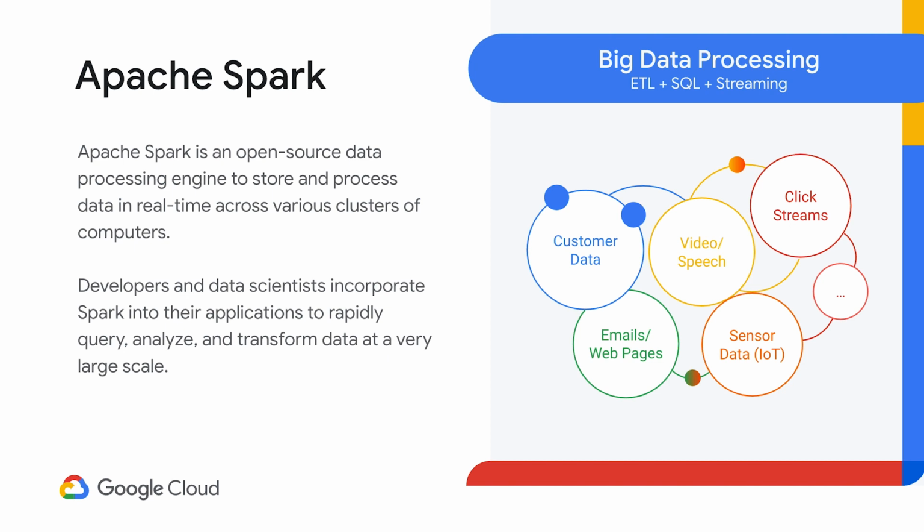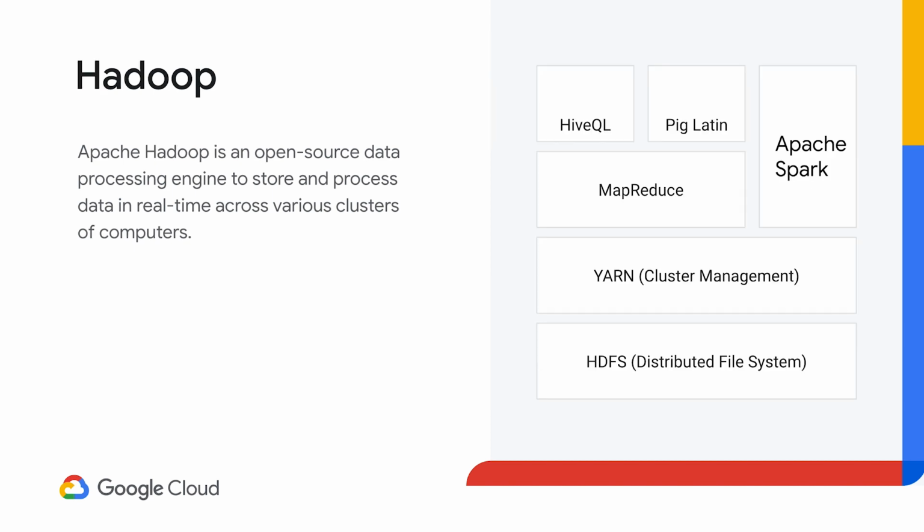Apache Spark can process video and speech data, IoT sensor data, click streaming data, emails, and web pages at lightning speeds because of its in-memory engine. You can also use Dataproc to run Apache Hadoop clusters on Google Cloud as well.